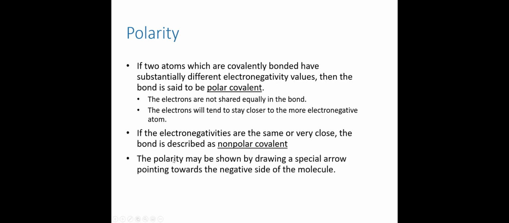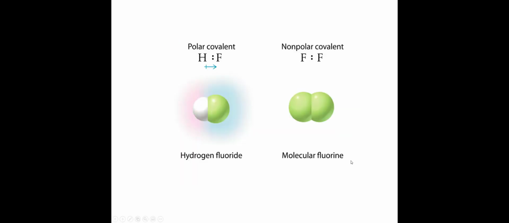We can typically show the polarity by drawing special arrows which point towards the negative side of the molecule. We actually usually start by doing this bond by bond, and then we see how those arrows add up. We're not going to go too much into the details of drawing these arrows, but what we are going to try to do here is recognize when molecules are probably polar and when they aren't.